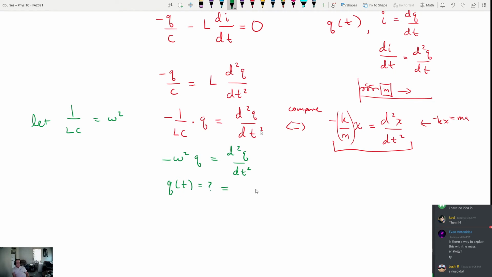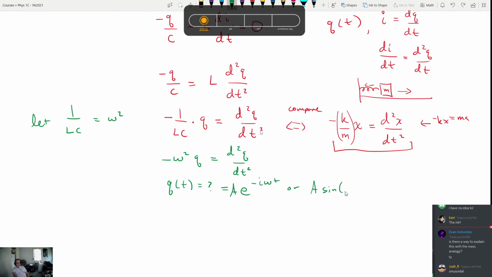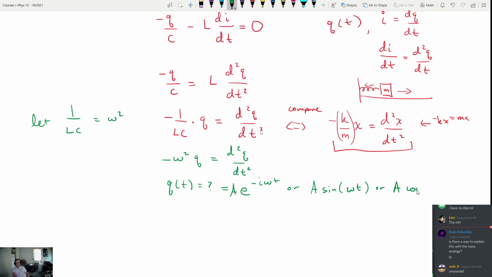There are lots of options. One is an exponential function, so q of t could be something like e to the negative i omega t, with an a here too. Or it could be something like a times the sine of omega t, or something like a times the cosine of omega t. You can try any of these functions, and they will all satisfy this relationship, okay?